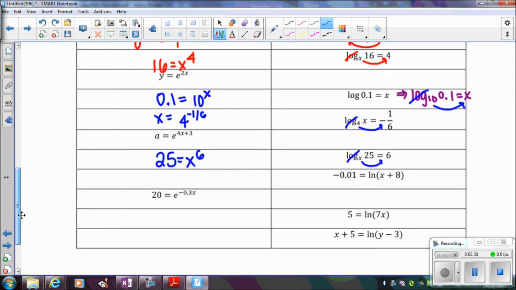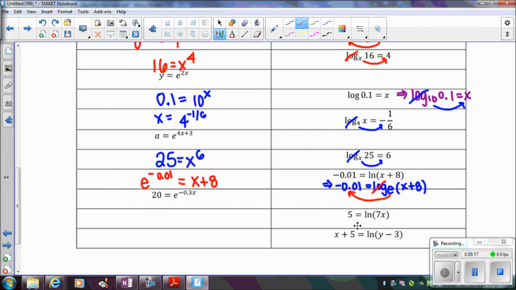And then if I look at this next one, notice that there's no base. But again, remember that this ln really means log base e. So whenever you see that, you have to realize that that really is log base e. So when I drop the log and swing the base here, it's going to be e to the negative 0.01 is equal to x plus 8. So that x plus 8 all stays on the other side.